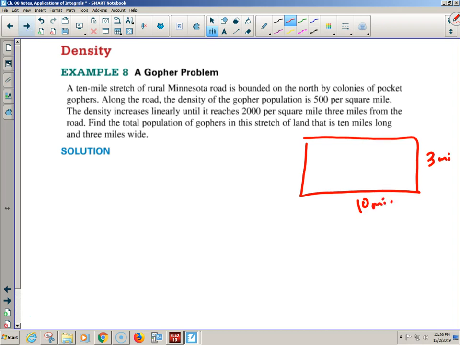This is just the land. Okay, you could have just said land. 10 miles area. It goes 500. Yes, it says along the road. You said 3 by 10. It's 10 by 10. It's essentially the same thing.